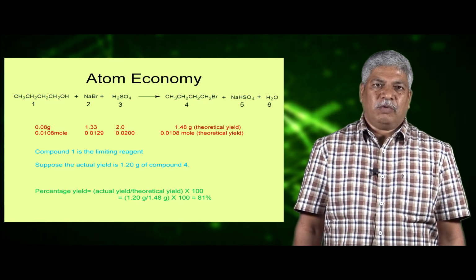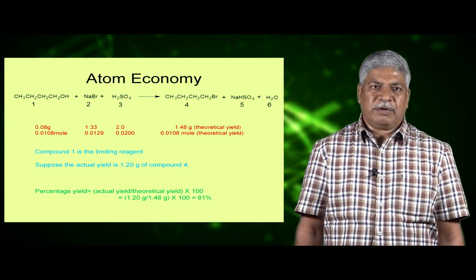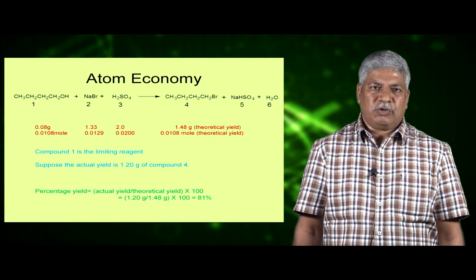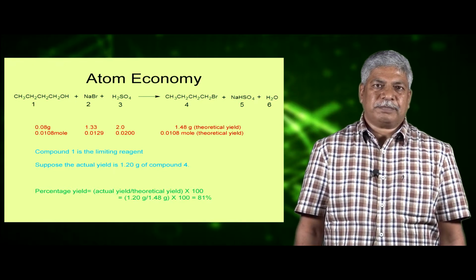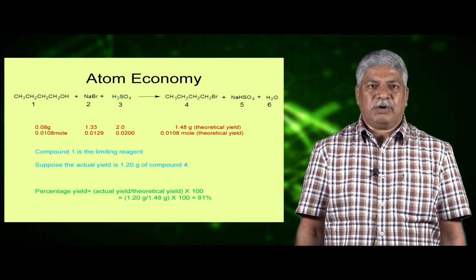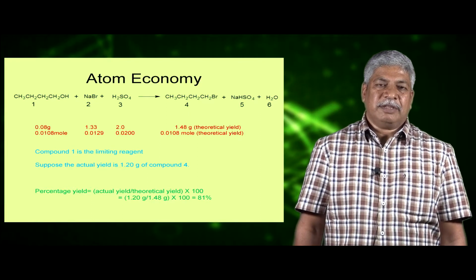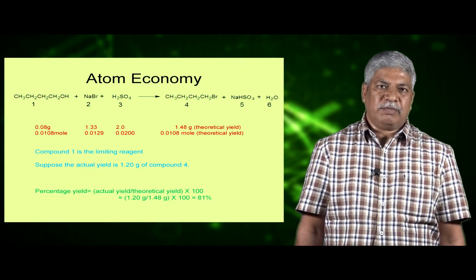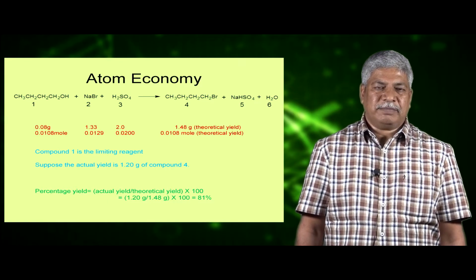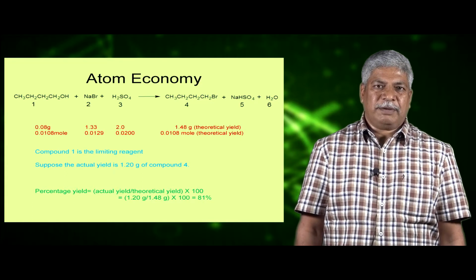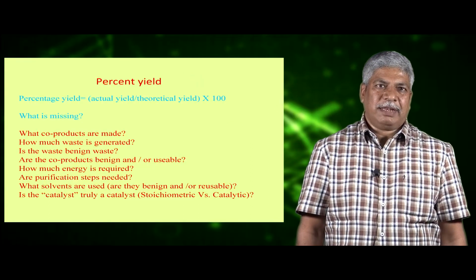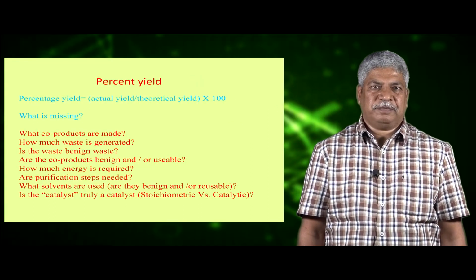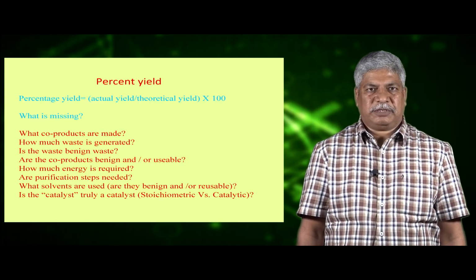Instead, if we get 1.20 grams of N-butyl bromide, then how we calculate the percentage yield is, it is a ratio between the actual yield to the theoretical yield, multiplied by 100. Here the actual yield is 1.20 grams, whereas theoretically, that is 0.0108 moles, it should be 1.48 grams. So the ratio between these two multiplied by 100 comes to roughly 81%. So if we calculate the percentage yield in this fashion, something is missing in this reaction.